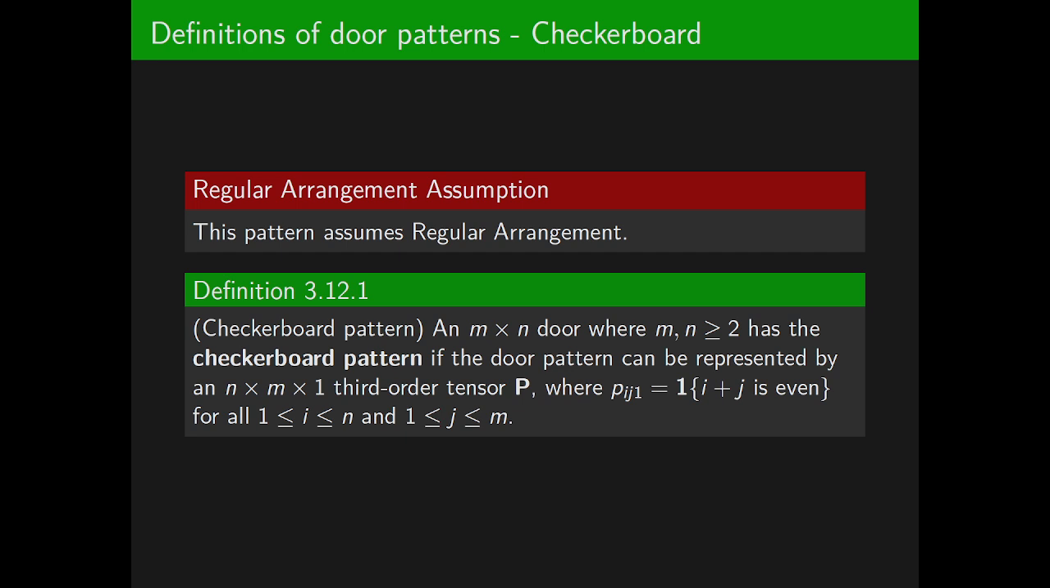Okay, checkerboard. Again, regular arrangement assumptions. So there you go. The pattern, what things are important? M by n. M doesn't have to be equal to n. M, n greater than or equal to 2. Third order tensor size, n times m times 1. And then the indicator function, i plus j is even. Very simple. And then the bounds of i, 1 and n inclusive. Bounds of j, 1 and m inclusive.